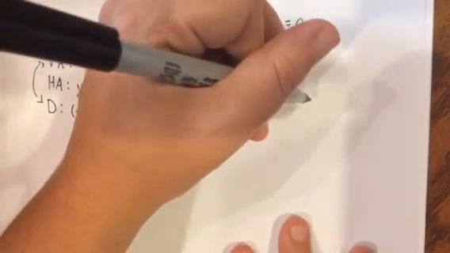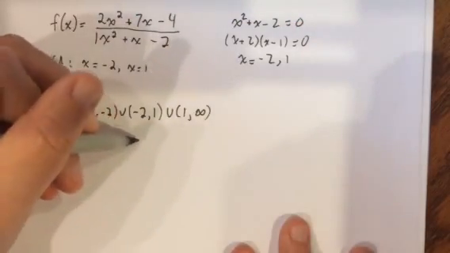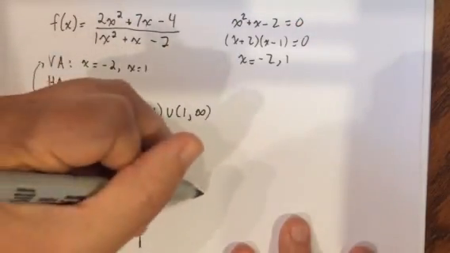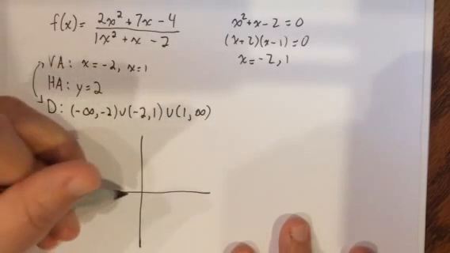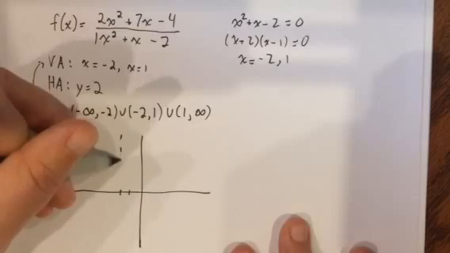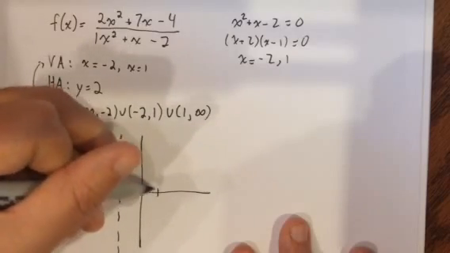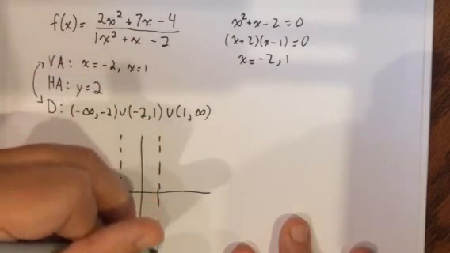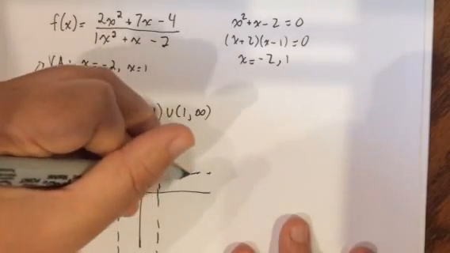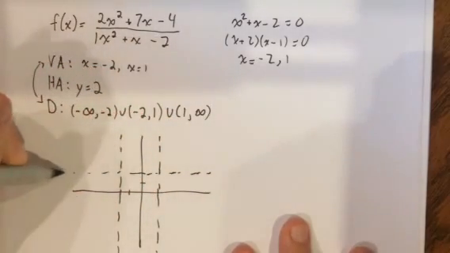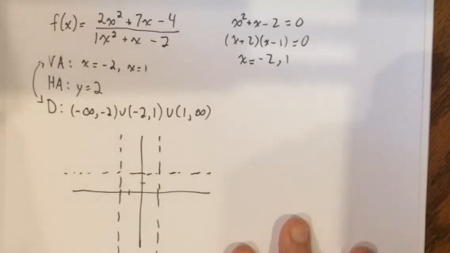So let's go ahead and try to graph this. I'll try to graph it down here, I guess, so we can get a little bigger. So I have vertical asymptotes at negative 2 and 1, and I have a horizontal asymptote at 2. So now I kind of need to see what it's doing in every part of this.